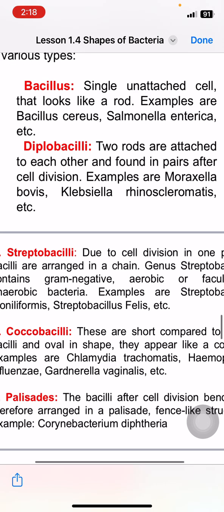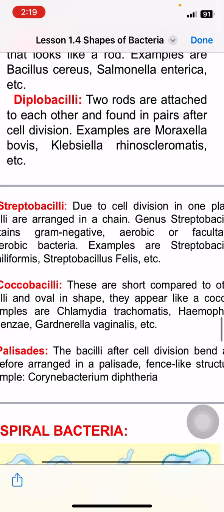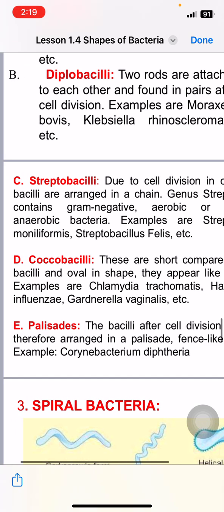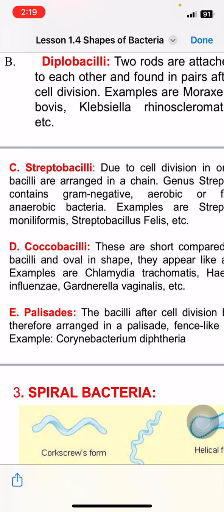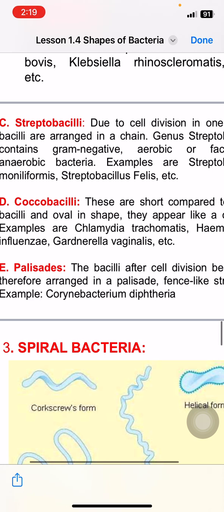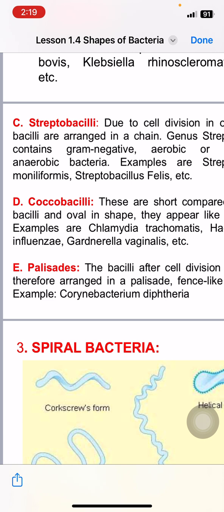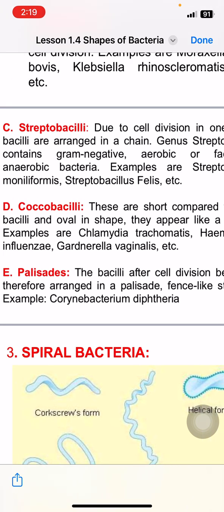Then we have streptobacilli. It can be formed after or during the cell division, and it is arranged in one plane of bacilli. It also contains gram-negative and aerobic or facultative anaerobic, so it possesses both anaerobic and aerobic. While the cocobacilli are short compared to other bacilli. It is usually oval in shape. Cocobacilli consist of one single cell. They also appear like a coccus. It is unelongated. It is smaller than bacillus.